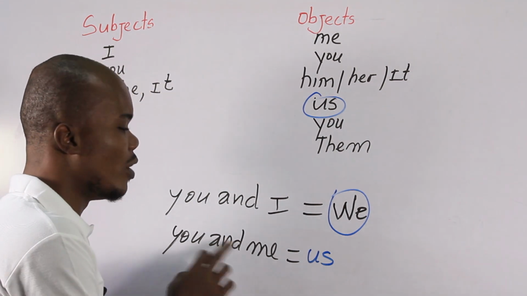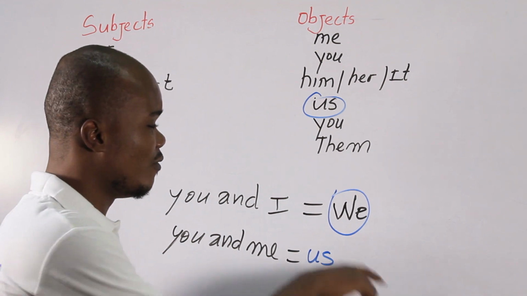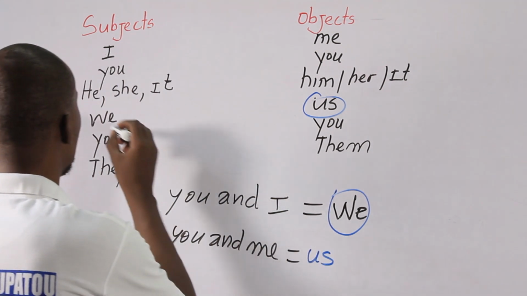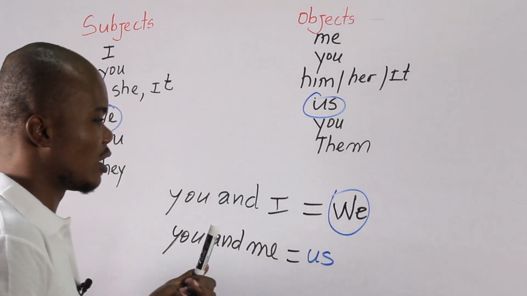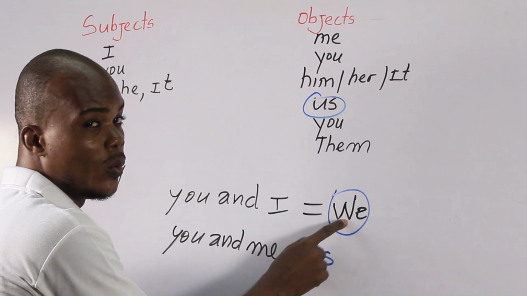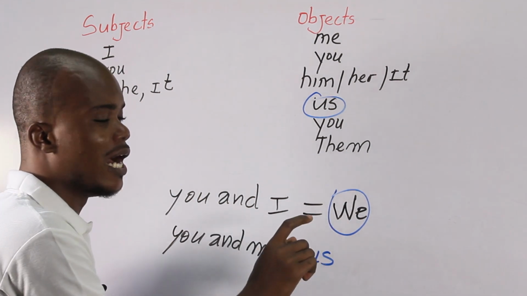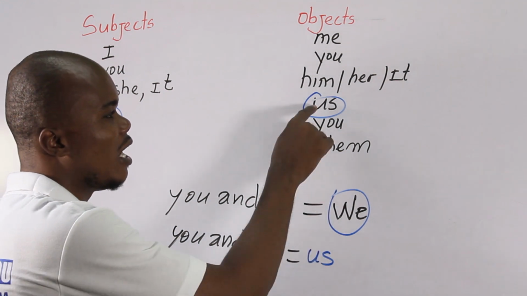My mother is going to buy something for you and me, but for us. The same when I say we. When you're talking about you and I, it is we, if you don't want to say you and I. And the same, if you don't want to say you and me, you say us.